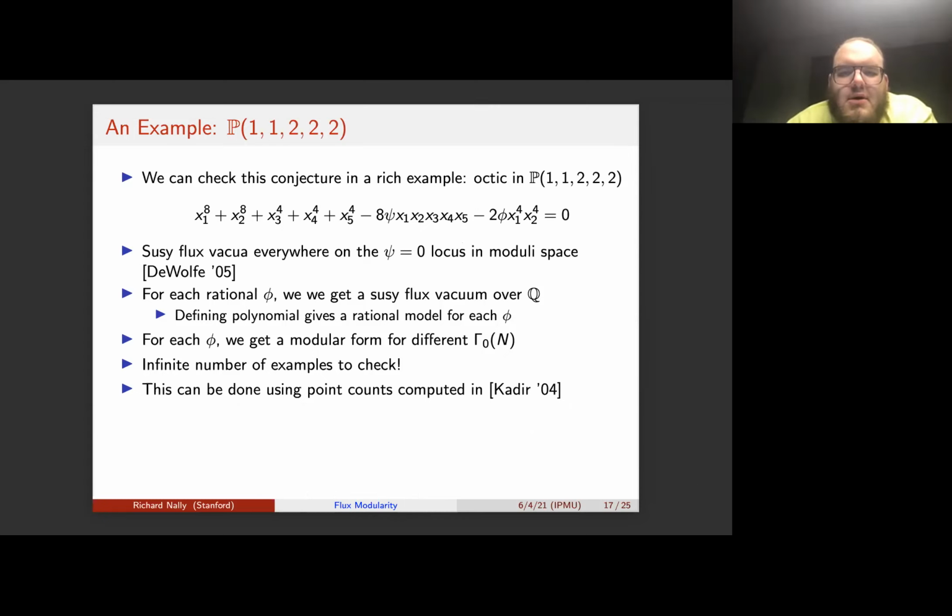Okay. So I'm going to spend most of the rest of this talk talking about this example. So like I said, whenever psi equals 0, we have a supersymmetric flux compactification. And so then if I pick phi to be rational, I have a supersymmetric flux compactification over Q. And we expect to have the Fourier coefficients of a weight 2 eigenform inside the point counts. Now, computing the point counts for this threefold is hard. But fortunately, someone did it for us. It was computed by Shabnam Kadir in her PhD thesis.